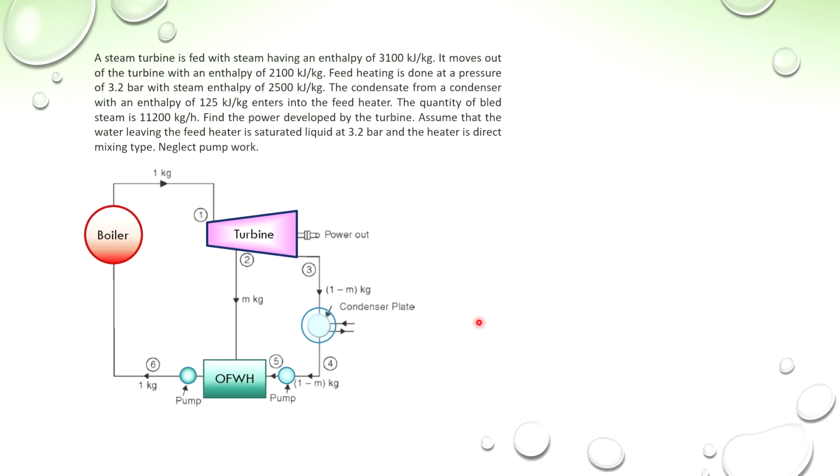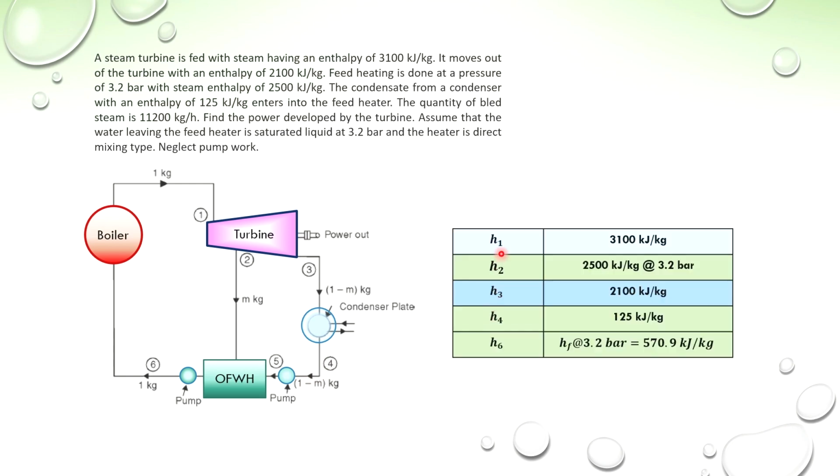I have listed down all the enthalpies for each of the state points 1, 2, 3, 4, and 6, where I have neglected the pump here and the pump here. So we will be looking at state point 4 and state point 6 only, without the feed pump.